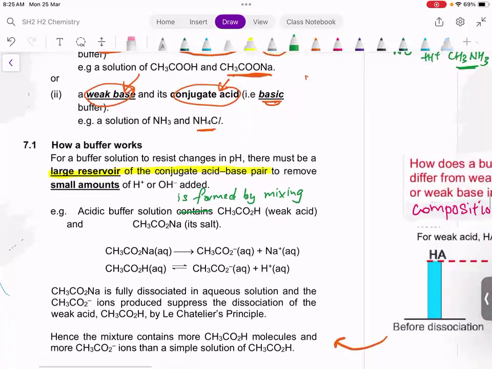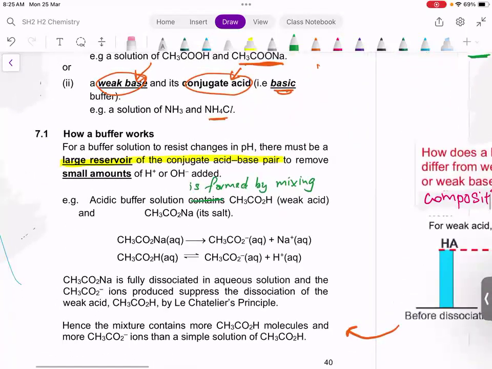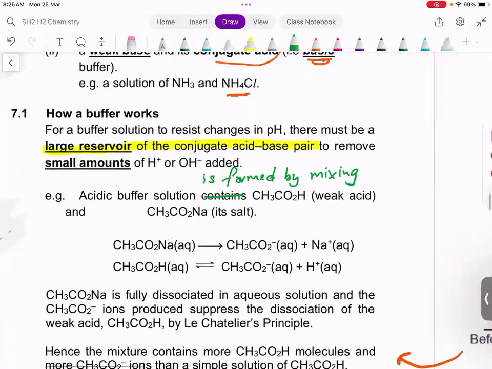How does a buffer work? Okay, so I need you to help me highlight this part. A buffer must have a large reservoir. So earlier part, we learned that a buffer must have a weak acid or weak base. But there's now an additional criteria. It must have a large reservoir of the conjugate acid-base pair. The salt and the weak acid, the salt and the weak base must be in large reservoir.